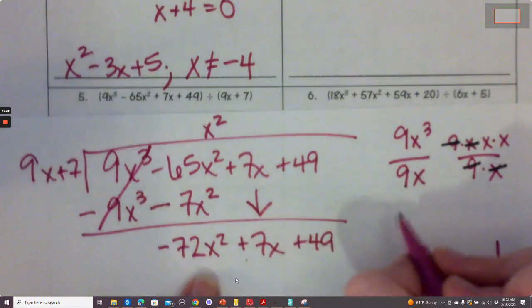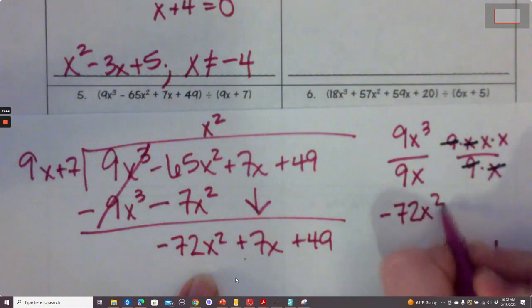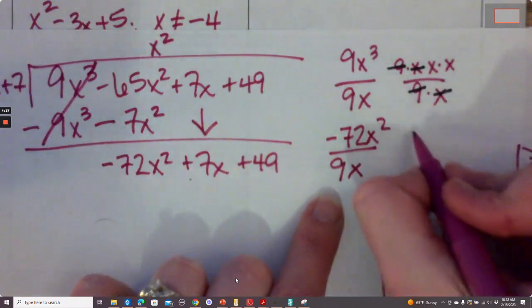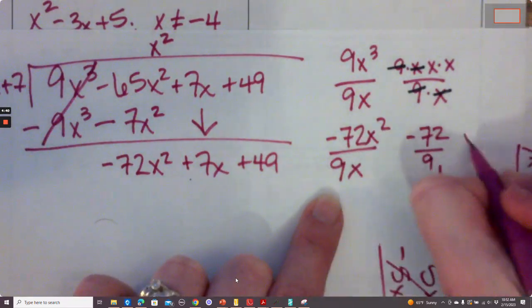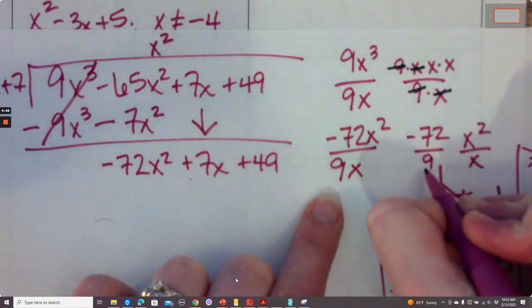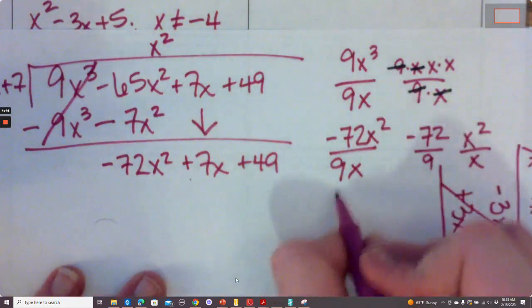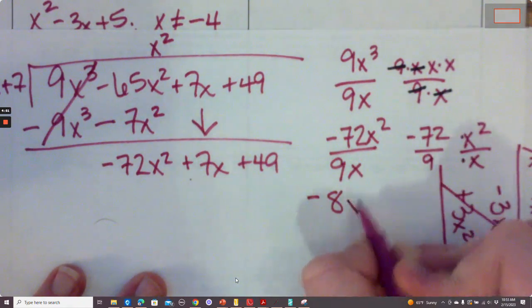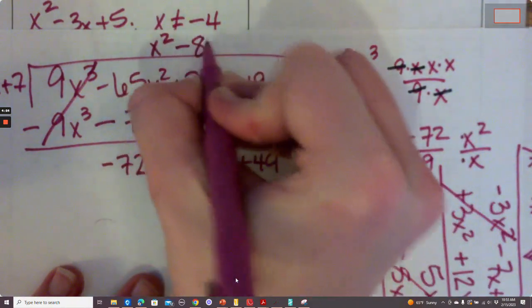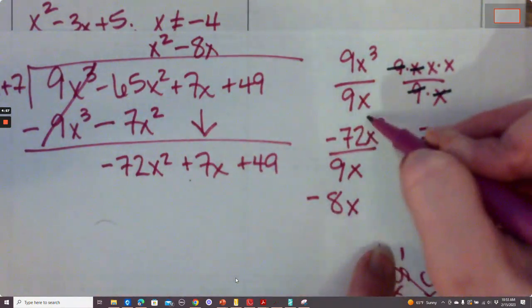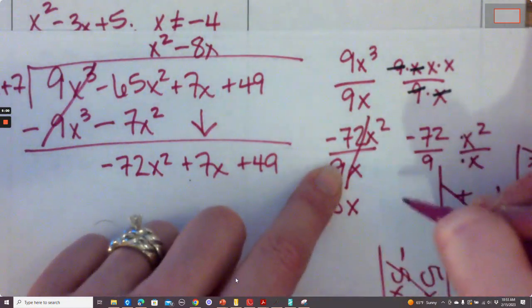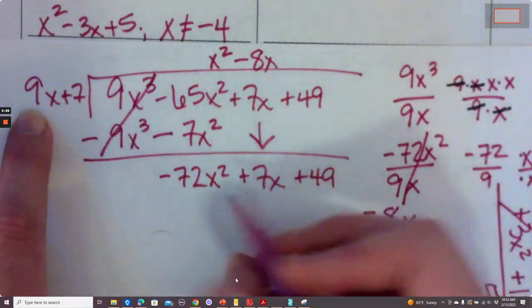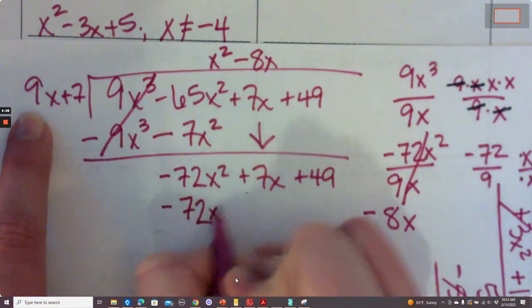Okay, here we go. Negative 72x squared divided by 9x. All right, this one, I would split. I would do just the numbers. So negative 72 divided by 9 is a negative 8. And then what's x squared divided by x? X. So negative 8x. So you can split this. Do just the numbers and then do the variables, if that makes it easier. All right, negative 8x times 9x is negative 72x squared.